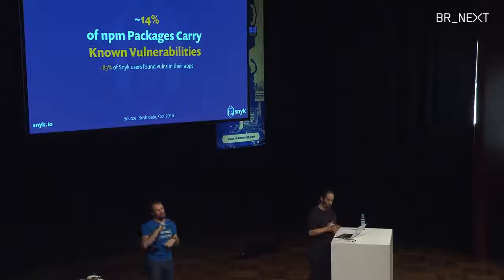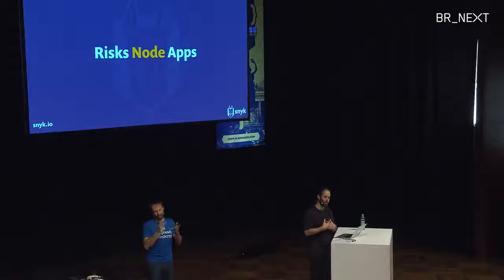This is not a theoretical problem. It's practical. Roughly 1 in 7, 1 in 8 packages in npm carries a known vulnerability. Doesn't mean that 14% of them are vulnerable, but the packages themselves use other packages that use other packages, and within that ecosystem, roughly 14% would bring in a vulnerability with them. And we see that pretty much every Node shop has those. And this risks Node apps, and this is the focus that I talk about here. But when you talk about JavaScript, it's not limited to just Node.